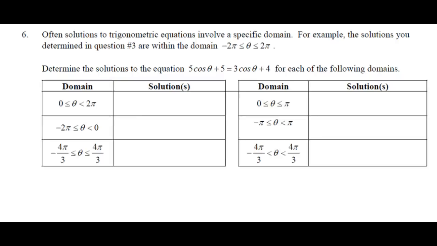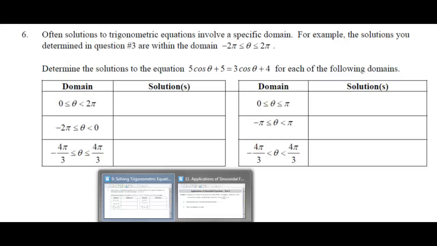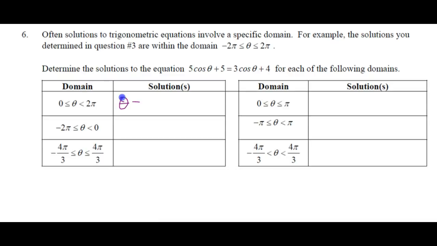Okay, between 0 and 2 pi, what are our solutions? Whoops, where'd it go? That's this one. Okay, yeah, so theta is equal to the set of numbers 2 pi over 3 and 4 pi over 3. Okay, so write the solution as a solution set, right? Theta is equal to the set of numbers, and here they are. Between negative 2 pi and 0, what are the answers? You already wrote them down. That was part of the first question. Negative 4 pi over 3 and negative 2 pi over 3.